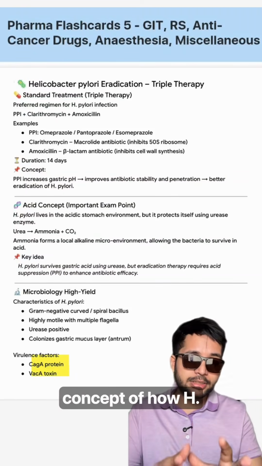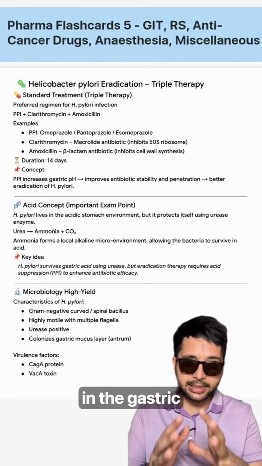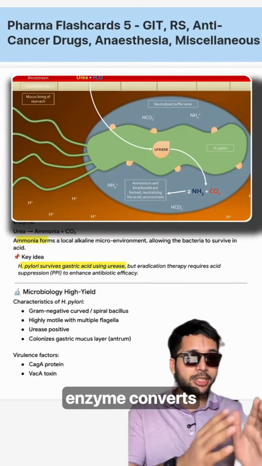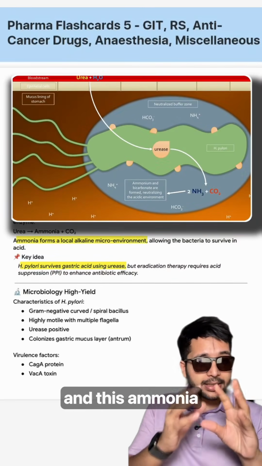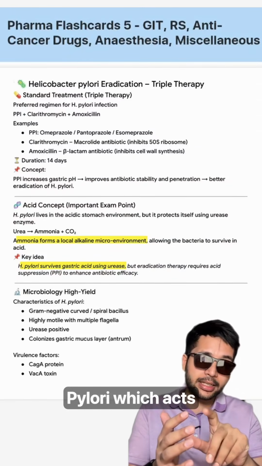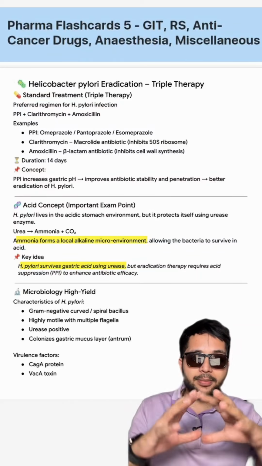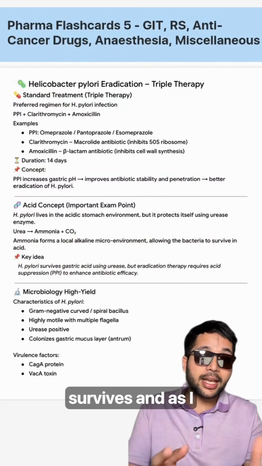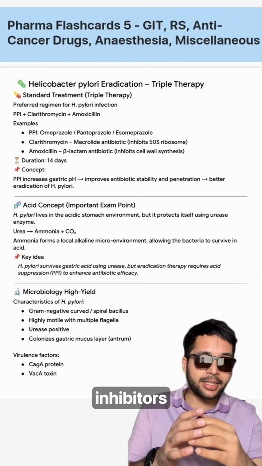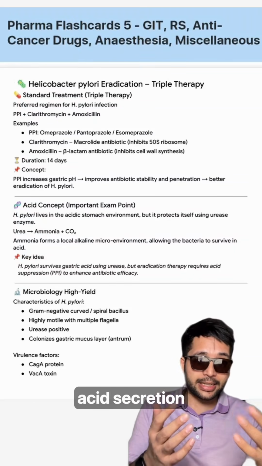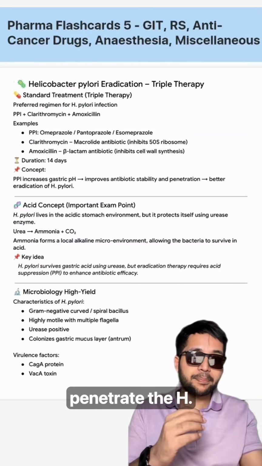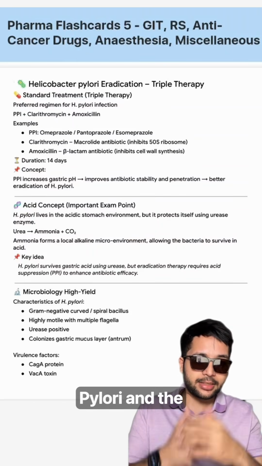Now let's discuss the concept of how H. pylori survives in the gastric environment. So H. pylori basically has a urease enzyme. This urease enzyme converts urea into ammonia, and this ammonia basically forms a layer around H. pylori which acts as a protective barrier from the acid in the stomach basically, and that's how it survives. And as I explained earlier, proton pump inhibitors inhibit the gastric acid secretion. They make the overall environment alkaline, and that's how the antibiotics penetrate the H. pylori and the effect is seen.